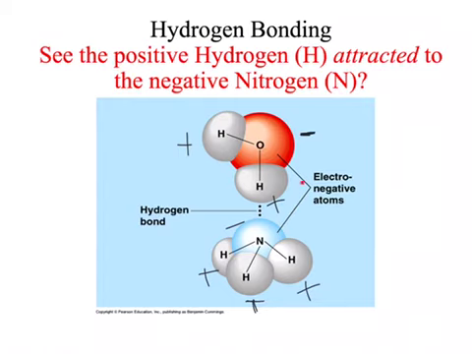So this side of the water molecule has a positive charge, and this side of this ammonia molecule is also electronegative. So this side of the water molecule is going to attract to this side of the ammonia molecule, causing it to have this hydrogen bond right here. Now remember, hydrogen bonds are not very strong bonds. They're fairly weak. So it's pretty easy to pull molecules apart that are bonded by hydrogen bonds.